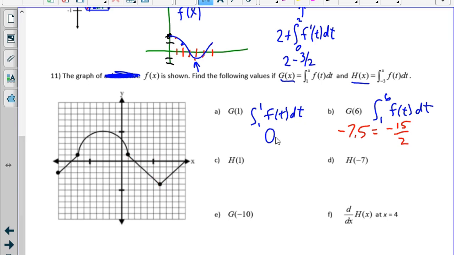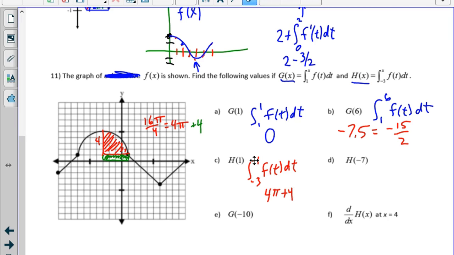Part C, we have h of 1, which is the integral from -3 to 1 of f of t dt. In order to do that, I look at from -3 to 1, and that looks like a quarter of a circle plus this rectangle. The circle has radius 4, so I get 16 pi divided by 4, which is 4 pi. Then I add the area of the rectangle, which is 4. So this is 4 pi plus 4.